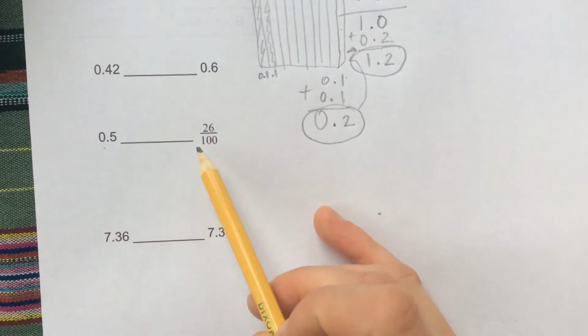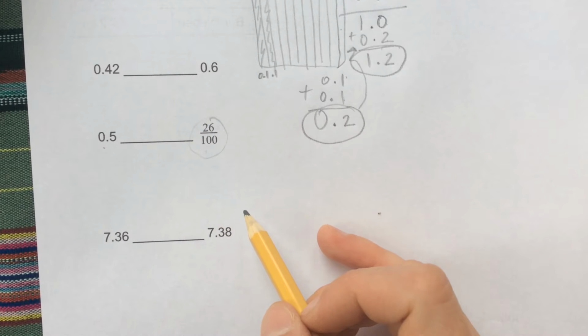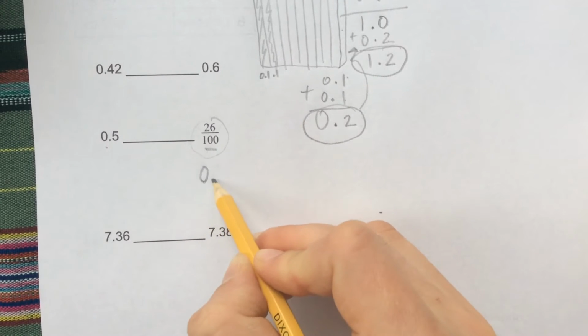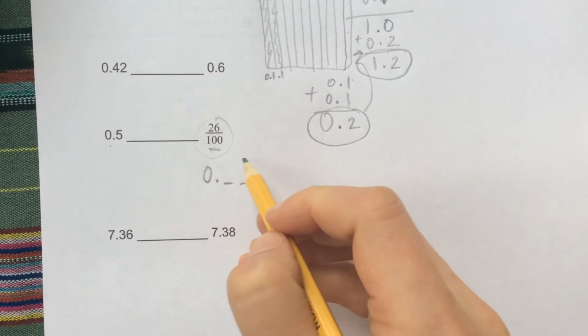If you have a decimal and a fraction like this, you need to make this into a decimal first. How do you do that? Well, it's 100, so it's got 0.2 spaces. And then you input the numbers here.